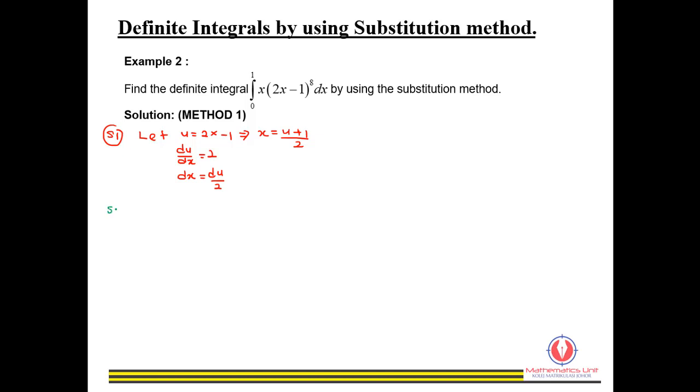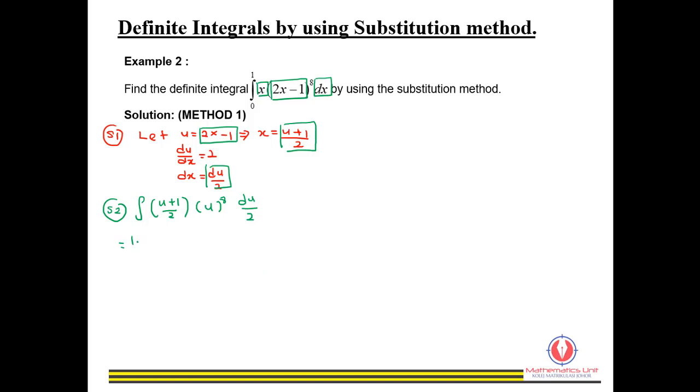Next, the second step. We are going to substitute x in terms of u. So the first one, x here is equal to u plus 1 over 2, so we put it here, u plus 1 over 2. Next, we have here 2x minus 1, so 2x minus 1 is equal to u, so we will get u to the power of 8. And the last one, dx is equal to du over 2, so put it here, du over 2.